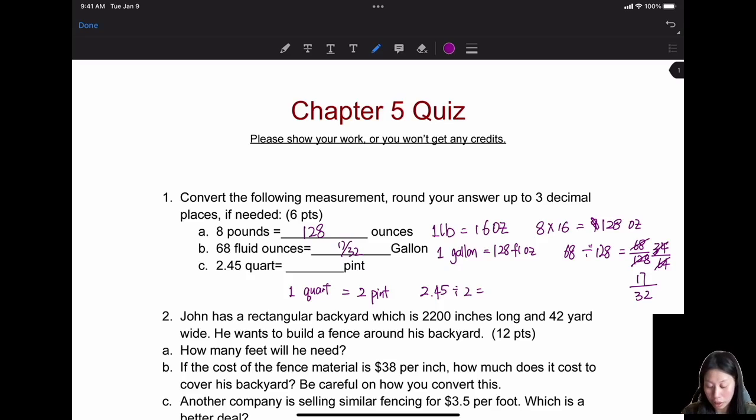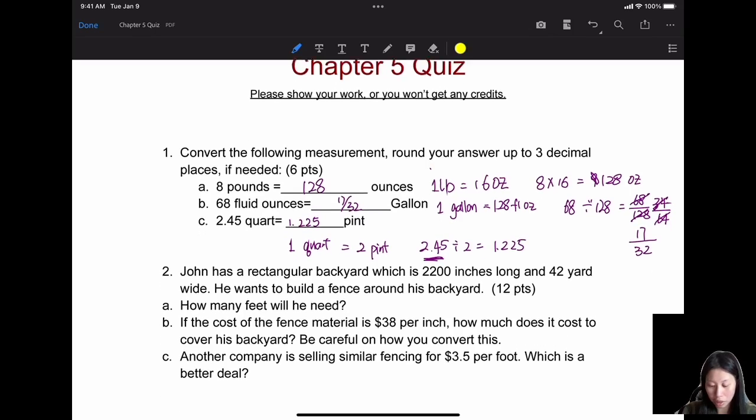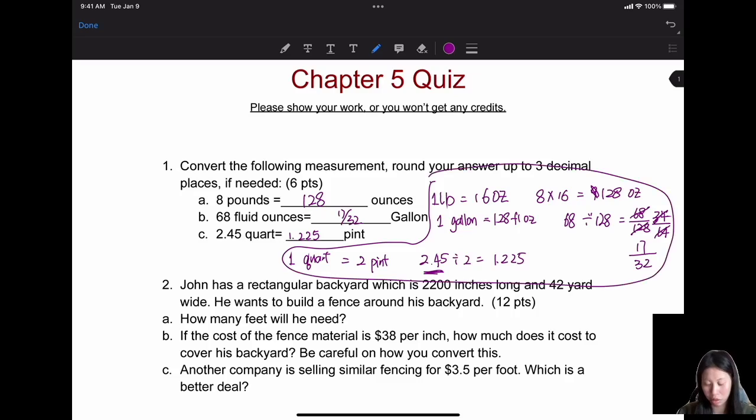Since this is already in decimal form, you don't need to write it as a fraction. You need to keep it as a decimal. Okay, so everything that I did in here, we call steps.